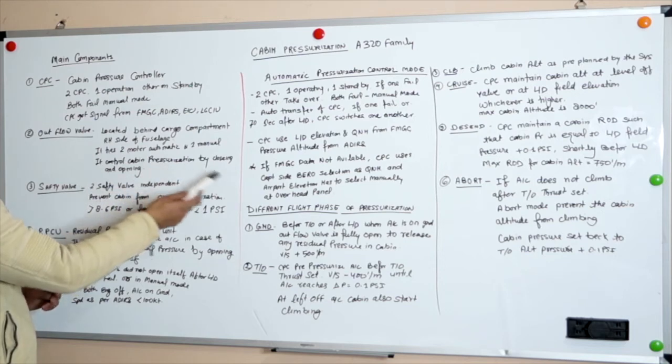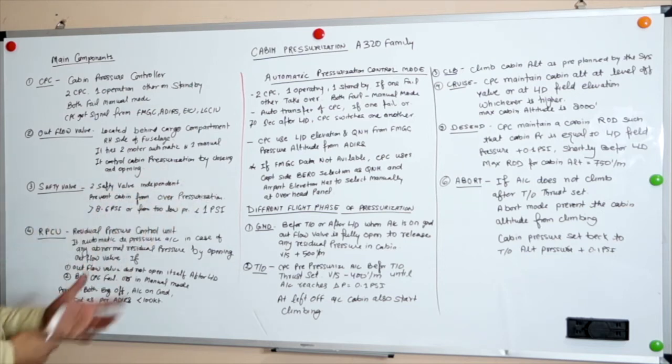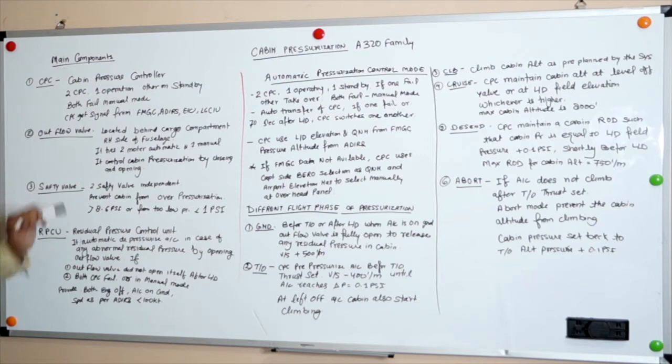It controls the cabin pressure by closing and opening the outflow valve. That is understood. The third main component is the safety valve.